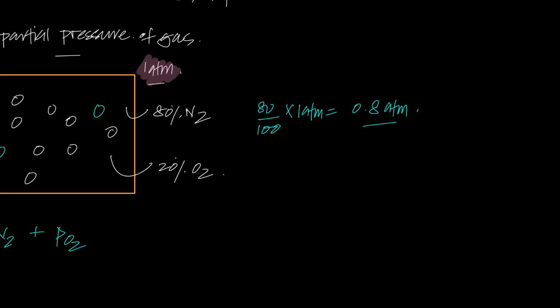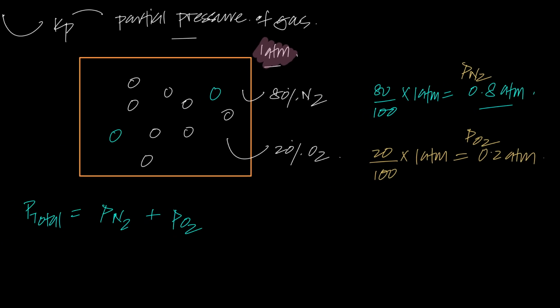Right? And if you check oxygen out, it's 20%, 20 over 100 into 1 atmosphere, or you could just say 20% into 1 atmosphere. What does that give me? 0.2 atmospheres. So the total pressure inside this container is the sum of these partial pressures, the partial pressure of nitrogen and the partial pressure of oxygen, right? And this is literally a ratio. That's it. That's all it is.